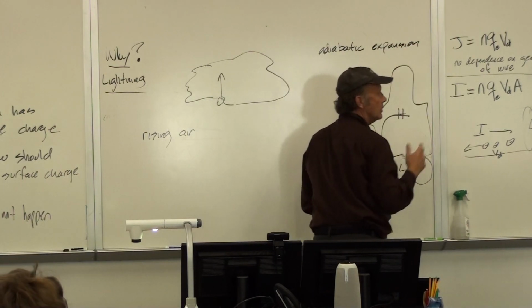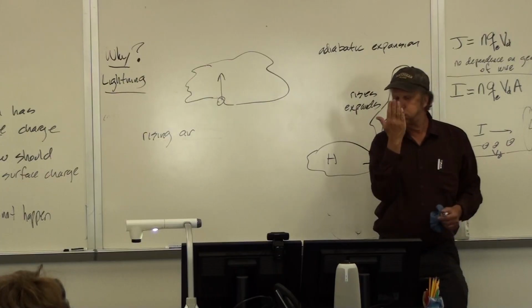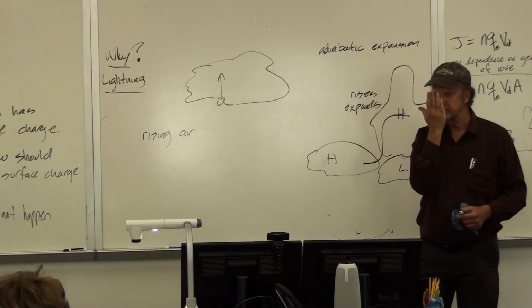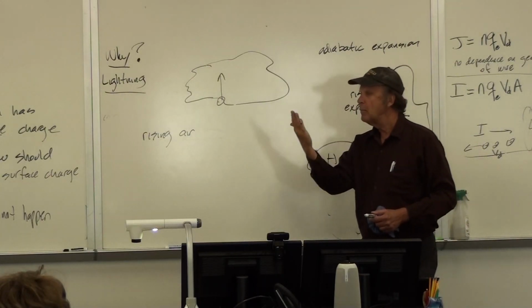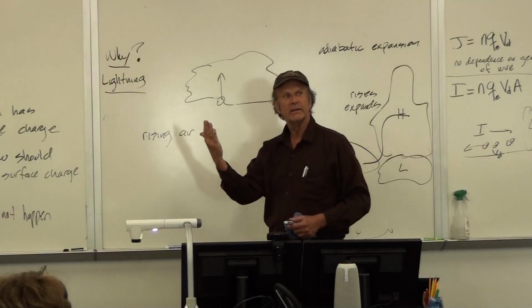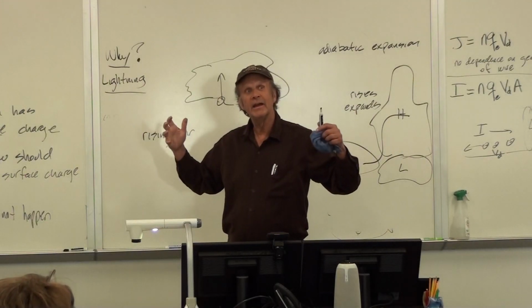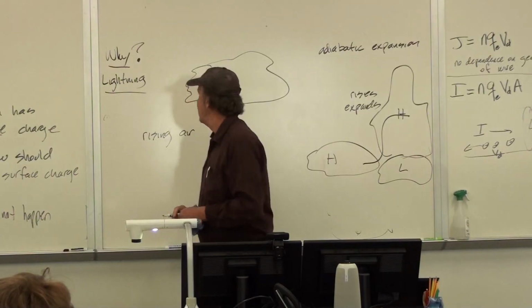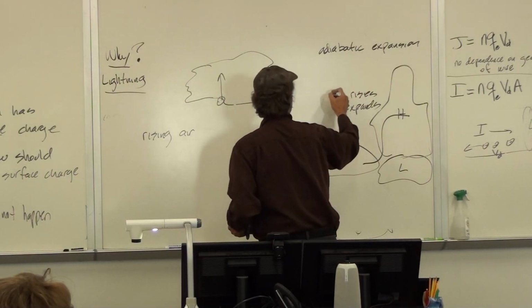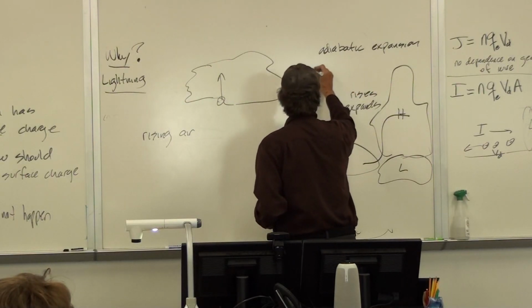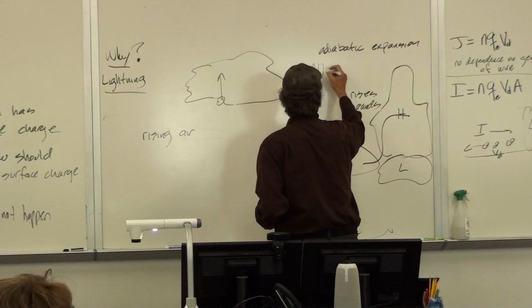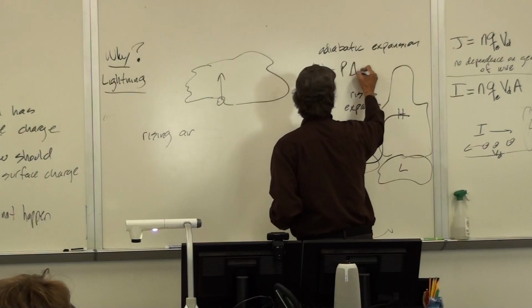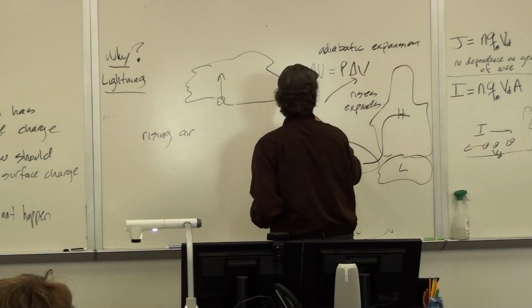So if you take your warm breath and you blow on your hand, right next to your hand it feels warm. By the time it gets out to here, it feels cool because the air has expanded that fast. And in the process of expanding, air cools. So the delta U for this is equal to P delta V, where this is the change in volume.